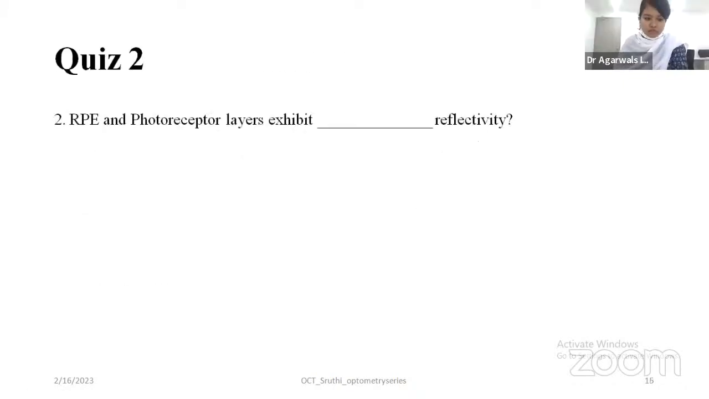Getting into question number 2. As Shruti taught us, we have 3 kinds of reflectivity in OCT. So the RPE layer and photoreceptor layer exhibit that kind of reflectivity. Participants, do answer in the chat box, be it Zoom or YouTube, do answer in the chat box.